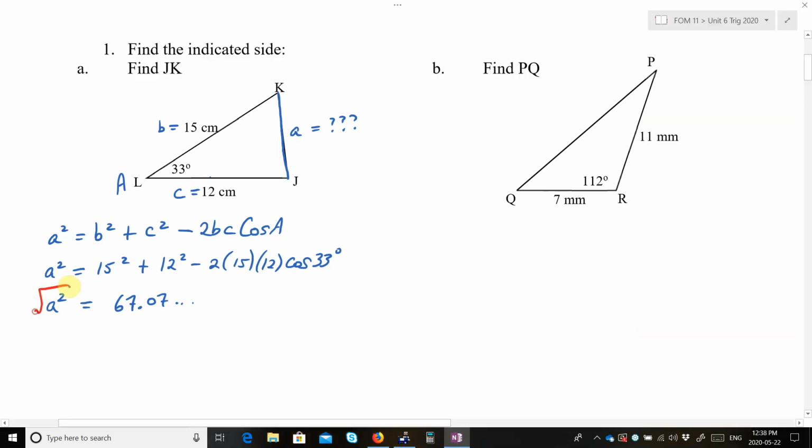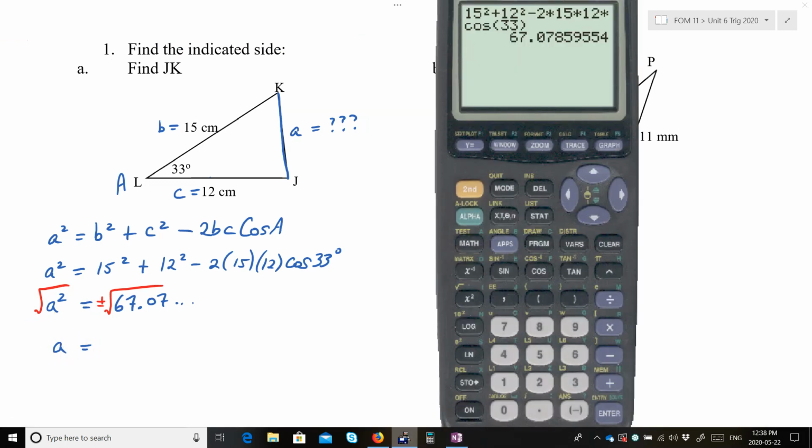How do we solve for a? We have to get rid of that squared, so I square root both sides. Mathematically, it could be plus or minus. So I want to square root that last answer. The square root sign is in yellow underneath x squared, so I go second function x squared to get the square root sign. The word answer is underneath the negative sign at the bottom of the calculator beside the enter button. So I go second function negative sign, which puts in the word answer, I close the bracket, and I press enter, and I get 8.2.